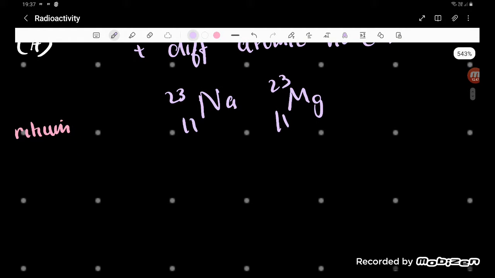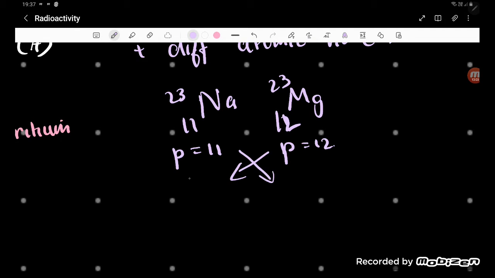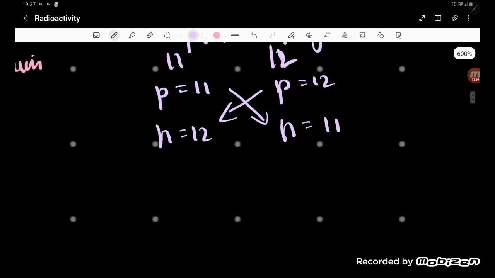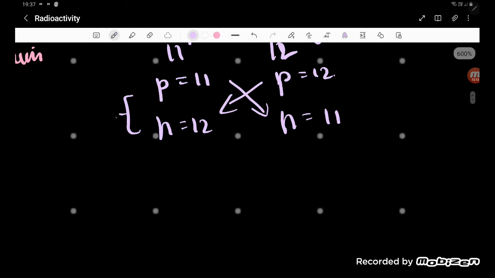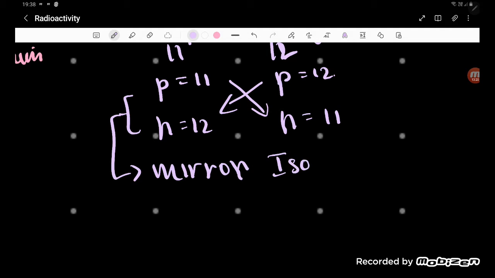Something to also note is that this one has 11 protons, this one has 12 protons, whereas the neutrons are the opposite. So neutrons are equal to 12 and 11. Due to this, these are called mirror isobars.